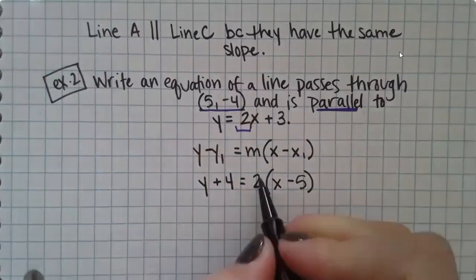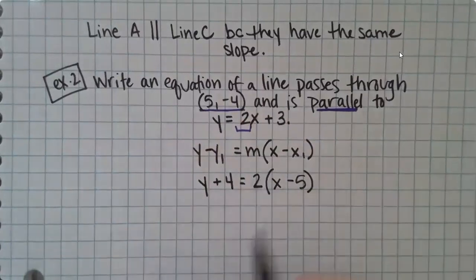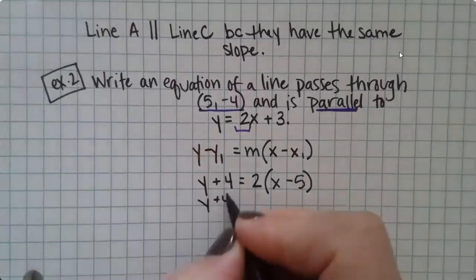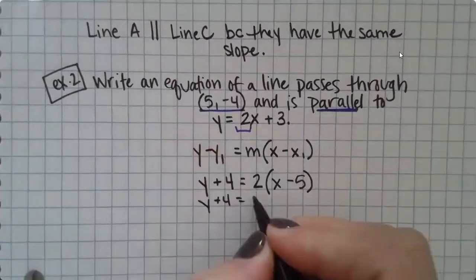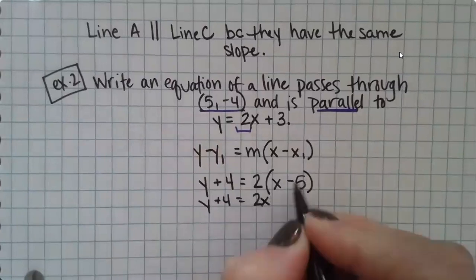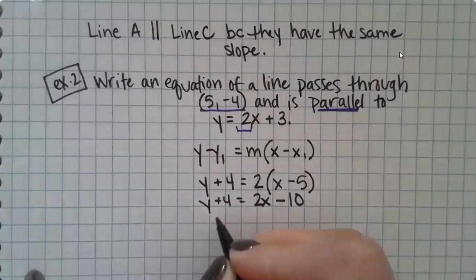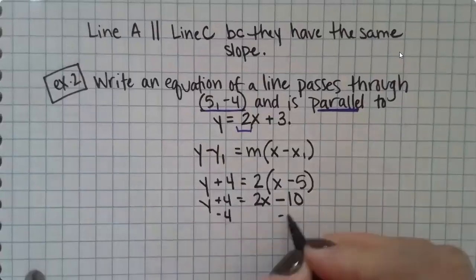So I'm going to distribute this 2 to both terms. I'll bring down y plus 4 just so I don't forget it. 2 times x is 2x. 2 times negative 5 is negative 10. And then I will subtract 4 from both sides so that I get y by itself.